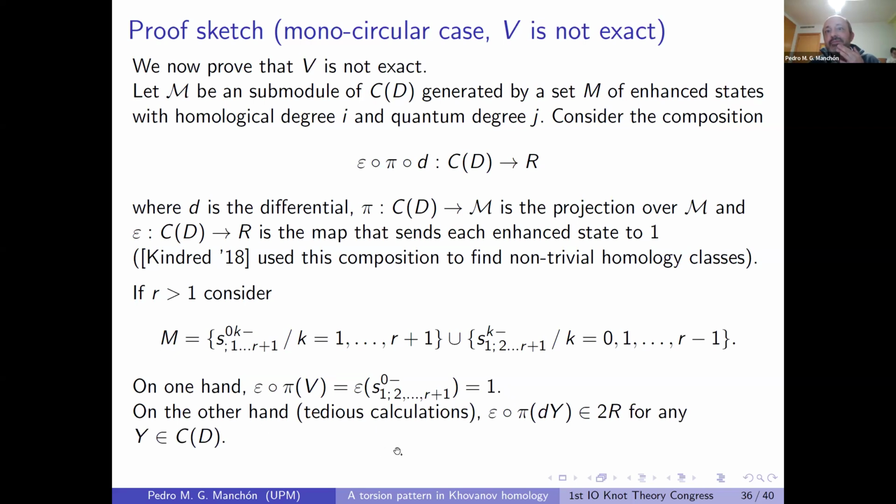But on the other hand, if you apply this to any differential of any chain, you are going to get something which is in 2R. R is the ring. In our case, you can think that it was the integer numbers, so we are getting some even values. This is 1. These are even values, so B cannot be the differential of anything. So B is not exact. In the case in which R is equal to 1, this set generating the module is not valid, and we have to consider a different module.